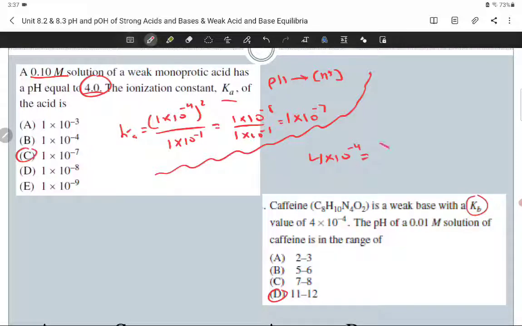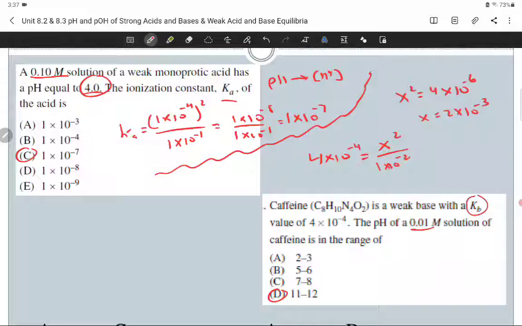So Kb equals x squared up top, and 0.01 was our initial molarity on the bottom. And let's not use that 0.01. Let's use 1 times 10 to the negative 2. So if you isolate x squared, I think you can do this in your head here. It would be x squared equals 4 times 10 to the negative 6th. And then x would be 2 times 10 to the negative 3rd.